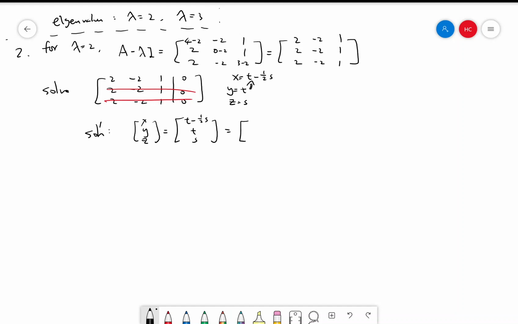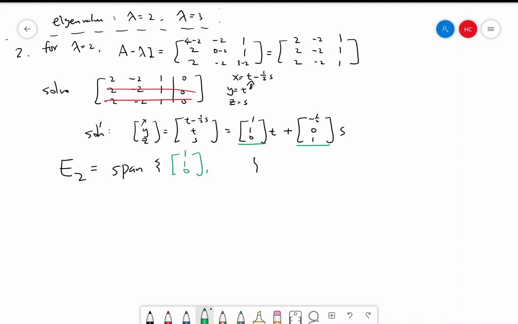So the solution is (x, y, z) equals (t minus 1/2 s, t, s). So it's (1, 1, 0) times t plus (negative 1/2, 0, 1) times s. So the eigenspace corresponding to the eigenvalue 2, E sub 2, is equal to the span of these two vectors: the span of (1, 1, 0) and (negative 1/2, 0, 1).